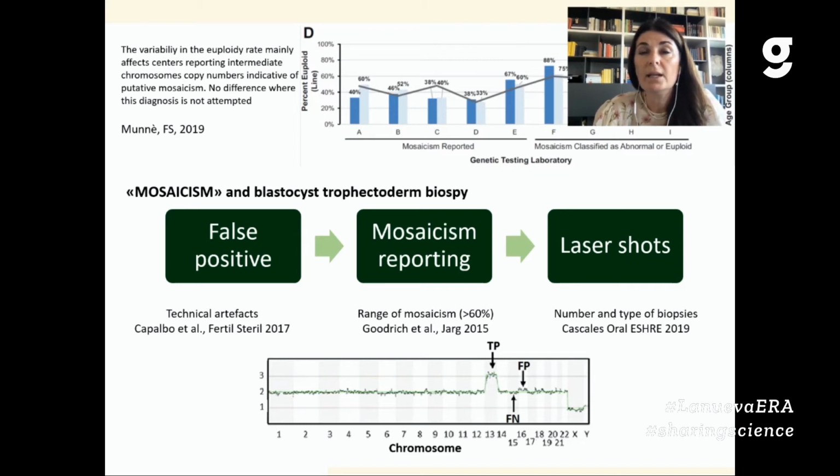What is for me very clear is that we have no indication to test mosaicism in our patient population. Because of false positives, because of the different ranges of mosaicism reported, and because our technology itself could introduce false mosaicism, for instance, during laser shooting and biopsy, we should not. There is no indication and a very high possibility of a wrong diagnosis. So for me, we should not report mosaicism, at least not, according to our study, when it is lower than 50%.